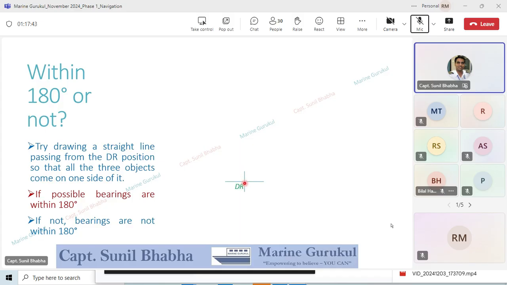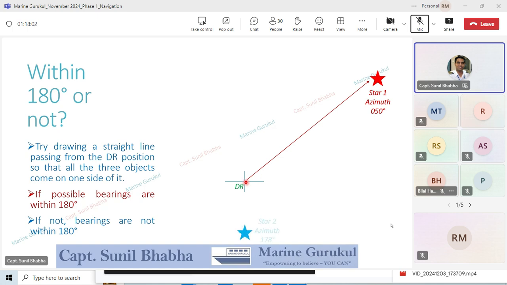First we plot the DR position. You can see the DR position coming up on the screen. Then we plot the three celestial bodies and their azimuth. We have the red star, which is star number 1 at an azimuth of 050. You can see the azimuth coming up on the screen.